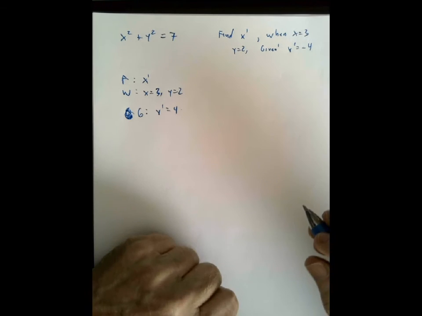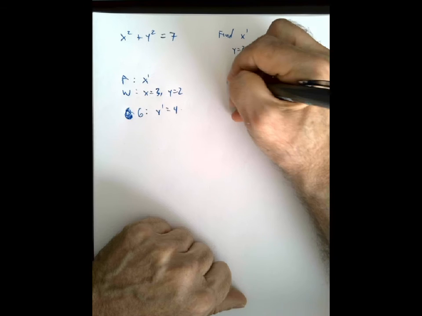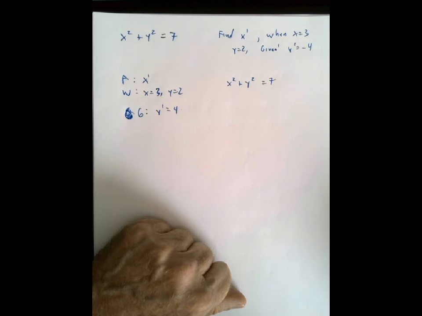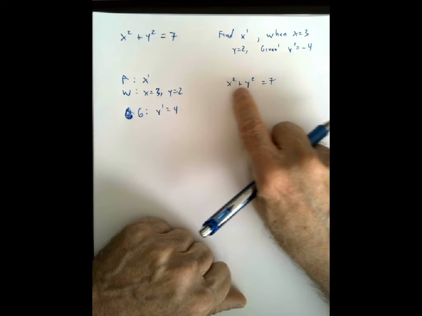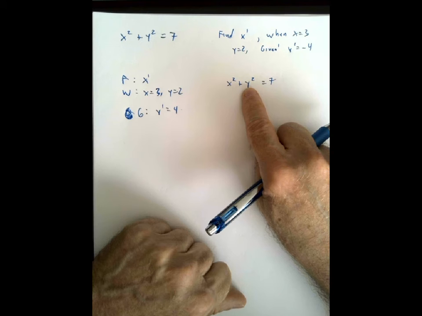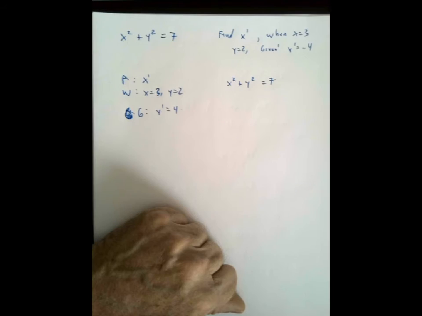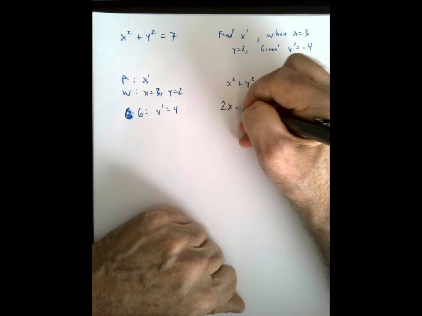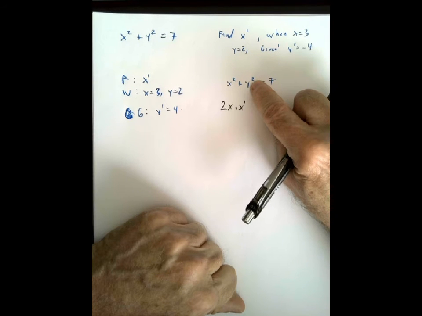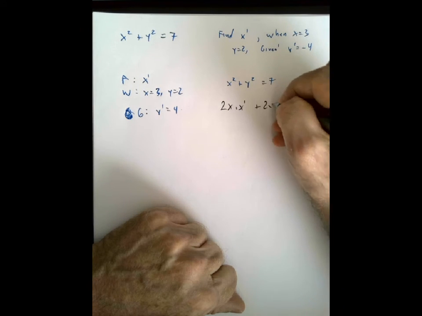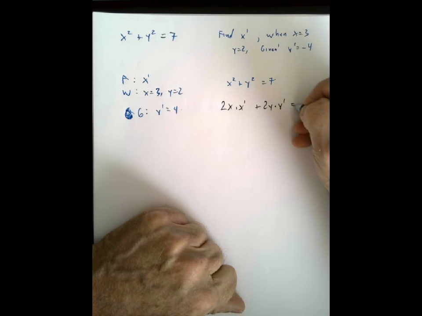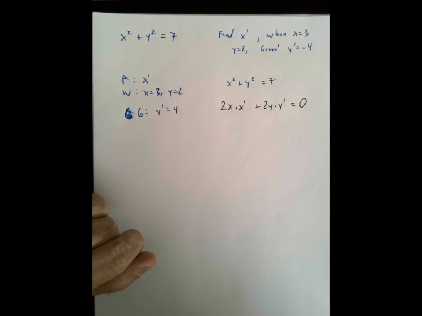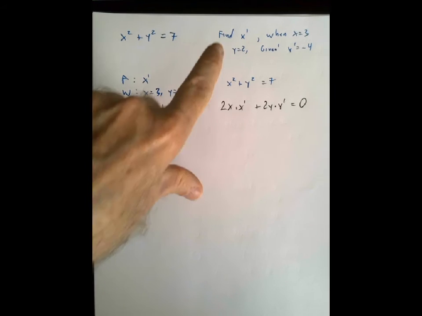Now, we have a relationship, x squared plus y squared is equal to 7, right? We take the derivative using the chain rule. And remember, both of these are functions with respect to t. So here, using the chain rule, the outside is 2x, and the derivative of the inside is x prime. Then the outside is 2y times the derivative of the inside, y prime, is equal to 0, right? Because the derivative of the constant is still going to be equal to 0.